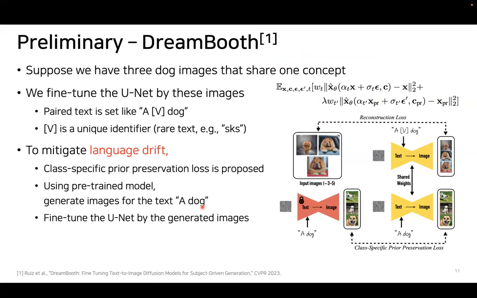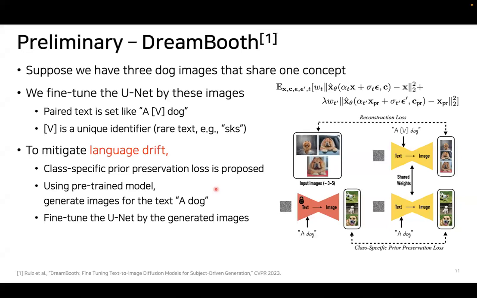Of course, the DreamBooth authors already know that, so they want to mitigate language drift. They propose a class-specific prior preservation loss. This loss is designed like this. Using the pre-trained model, they generate images for the text "dog", not a specific dog breed.